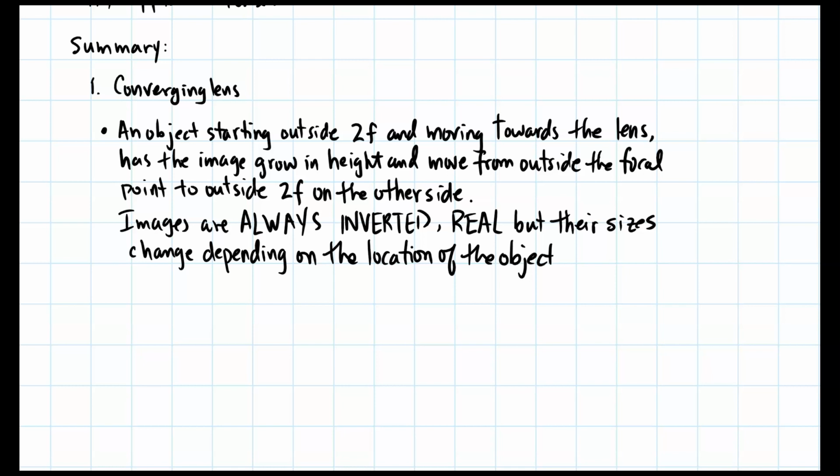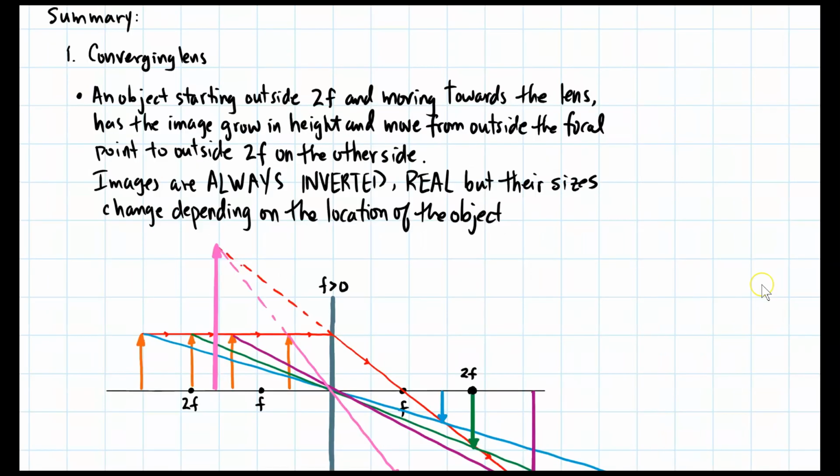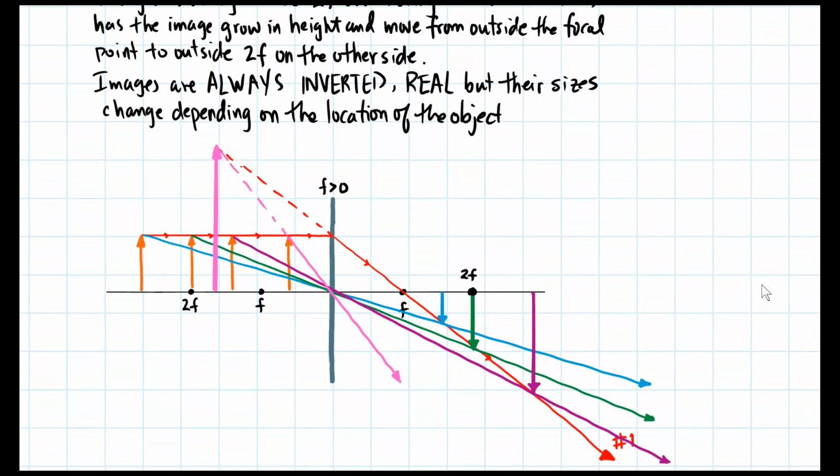In summary, this is what we know about converging lenses. An object starting outside of 2f and moving towards the lens has the image grow in height and move from outside the focal point to outside 2f on the other side. Images are always inverted and real, but their sizes change depending on the location of the image. The ray diagram is shown right here.